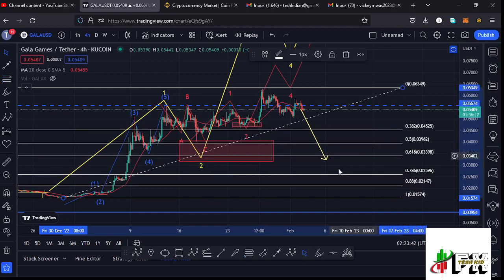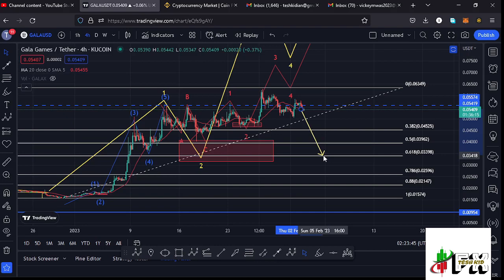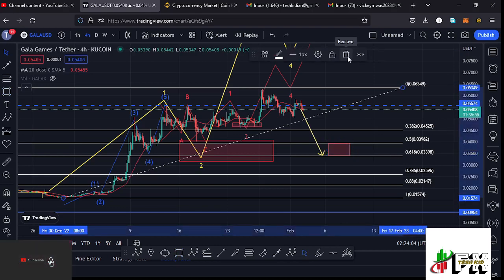$0.06349 mark, and that gives me a minimum retracement area back to the area between the fib level 0.5 and the fib level 0.618, which lies between the $0.03962 mark and the $0.03398 mark. So that is what I'm expecting on the worst case scenario, and we need to have this scenario in mind because it can also play out.